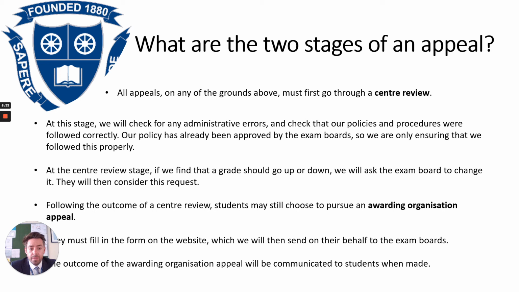Following the outcome of a centre review, students may still choose to pursue an awarding organisation appeal. You must fill in the form, which is available on the website, which we will then send on behalf of you to the exam boards. Students and parents cannot send appeals directly to the exam board themselves. It must come from us. And then the outcome of the awarding organisation appeal will be communicated to students when it is made.